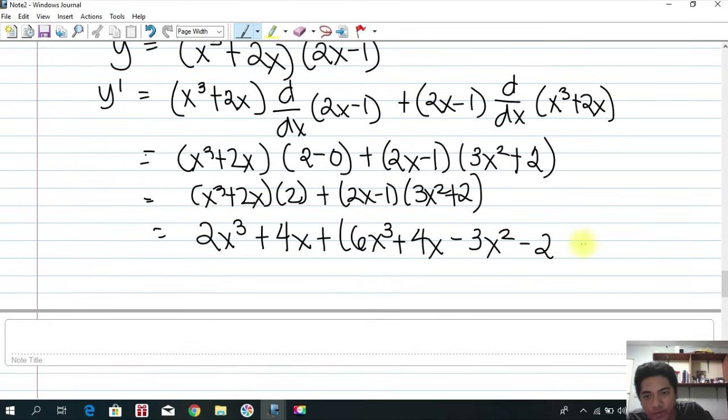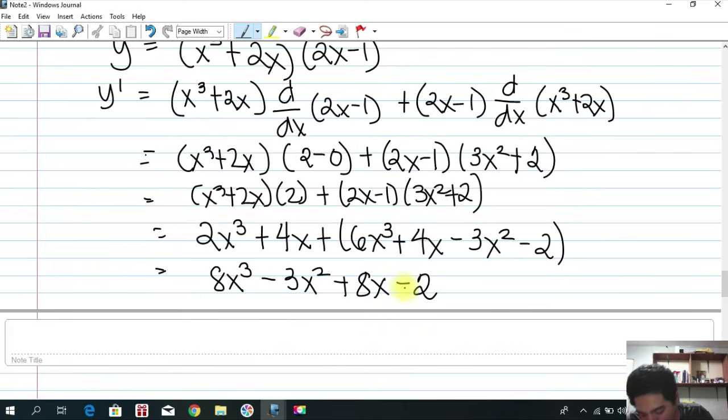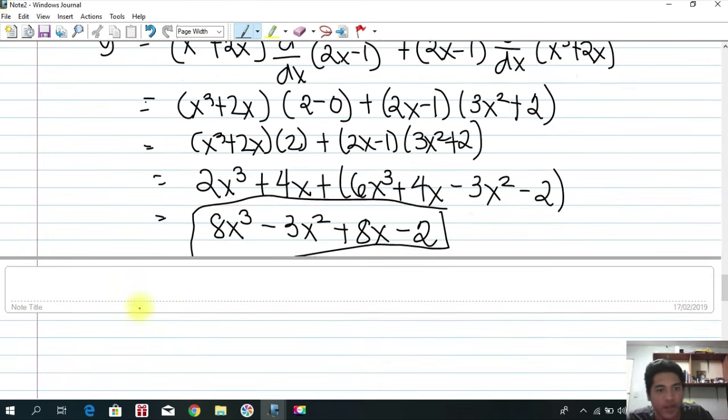So combining like terms, we have here 2x cubed plus 6x cubed, that is simply 8x cubed. We have a second degree here, so we can write it here. Another one, 4x plus 4x, again we're combining like terms here, that is 8x. And then finally, the constant term is minus 2. So our answer should be 8x cubed minus 3x squared plus 8x minus 2. Okay, this shall be our answer.